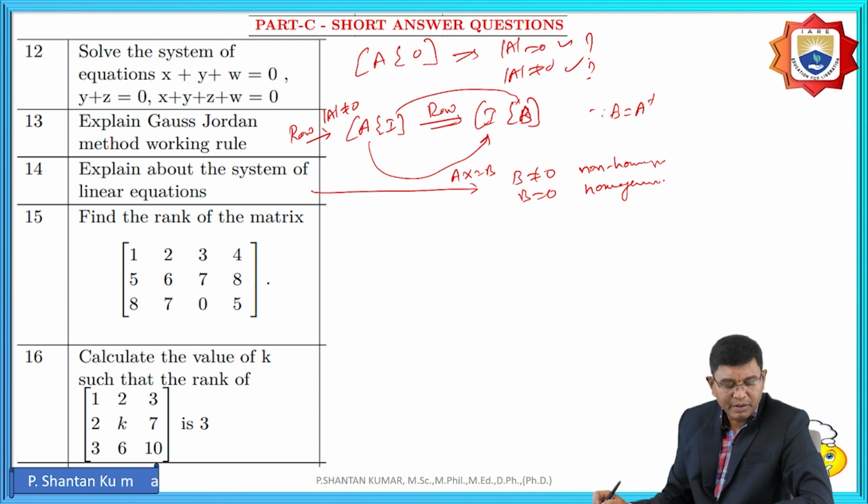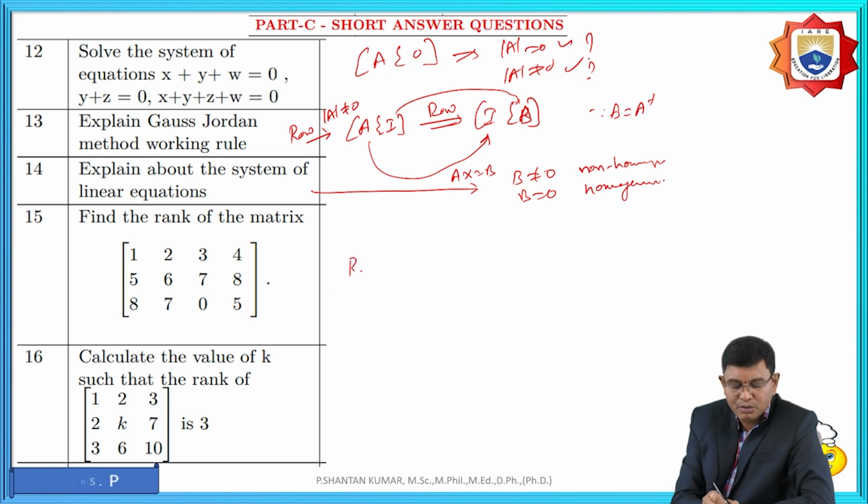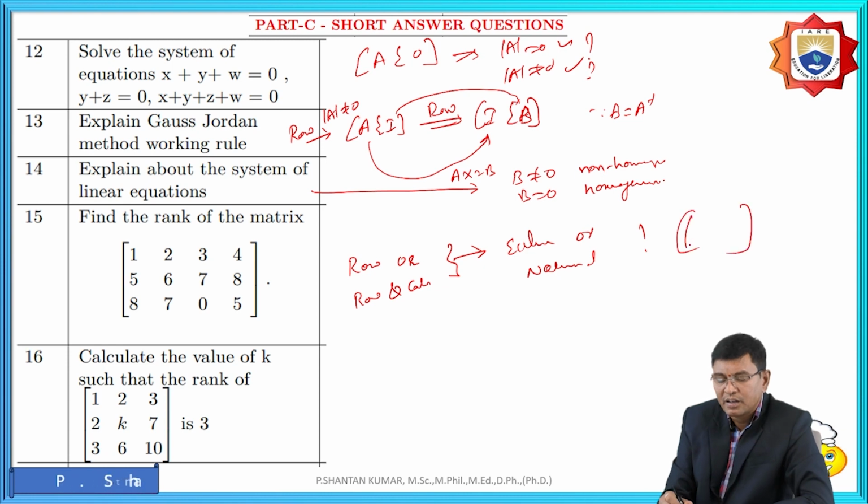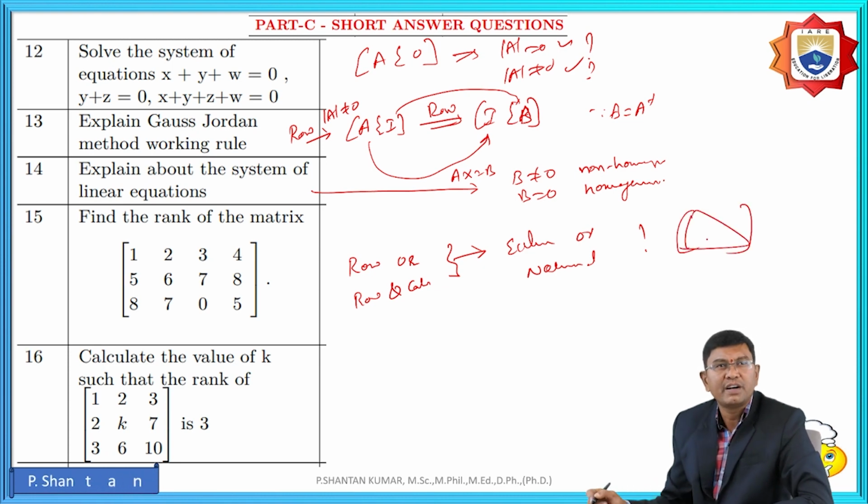Find the rank of a matrix based upon either rows or columns, or rows and columns. We need to reduce it to echelon or normal form, and find the rank based upon whichever form it is.